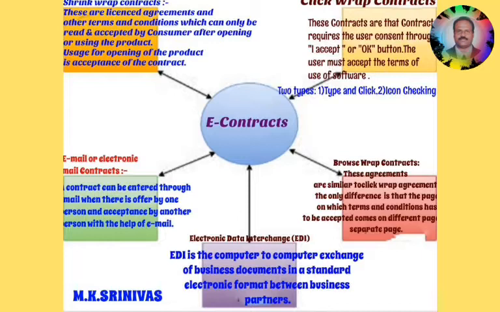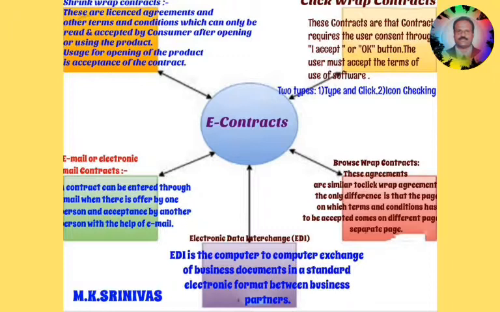See, so far as shrink wrap contracts are concerned, these are licensed agreements and other terms and conditions which can be read and accepted by the consumer after opening or using the product. Usage or opening of the product is acceptance of the contract. Now, the second contract, as I told you, is click wrap contracts. These contracts require the user's consent through an I accept or OK button. The user must accept the terms of use of software or terms of an online purchase through an e-commerce website.